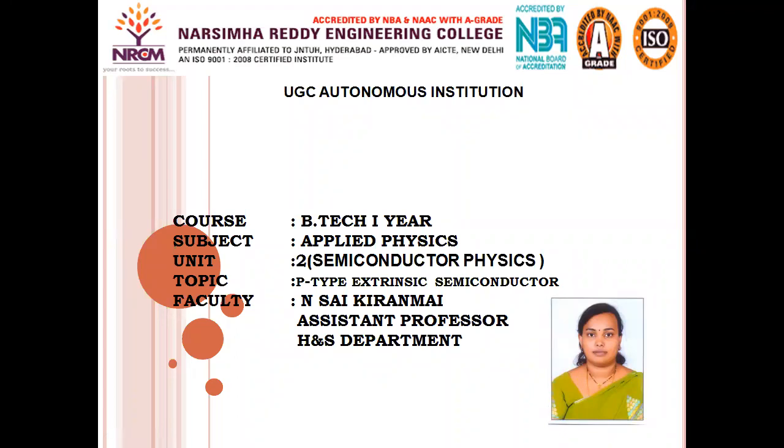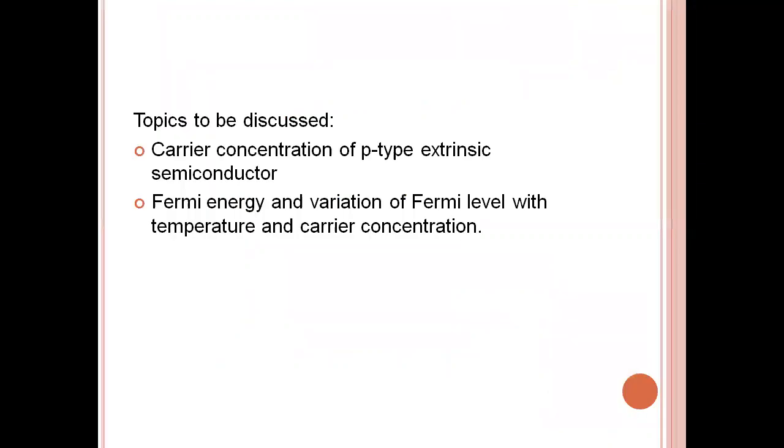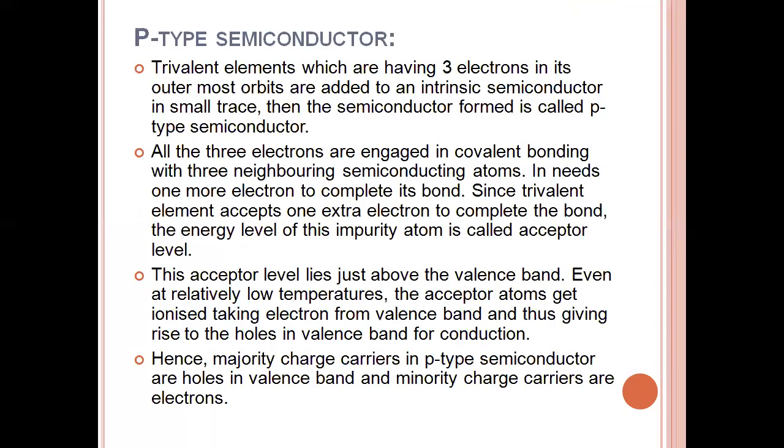Today in this session, we are going to discuss a P-type extrinsic semiconductor. Under this session, we are going to discuss the carrier concentration of a P-type extrinsic semiconductor, Fermi energy, and the variation of Fermi level with respect to the temperature and carrier concentration. First of all, what is a P-type extrinsic semiconductor?